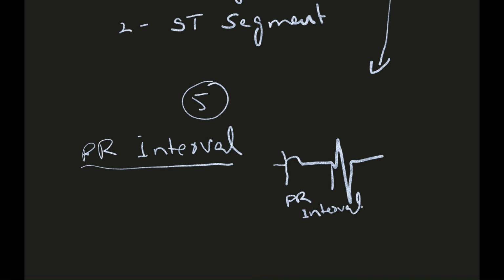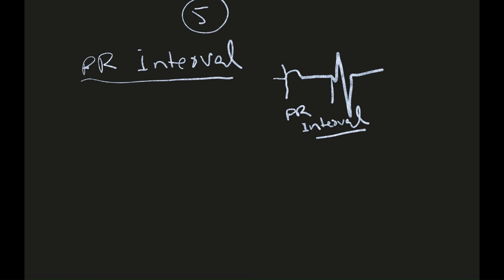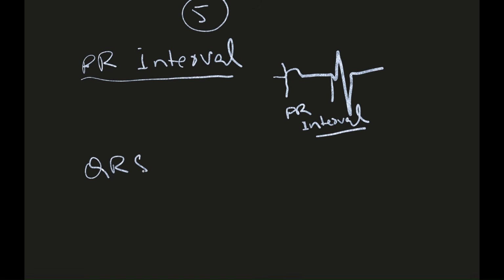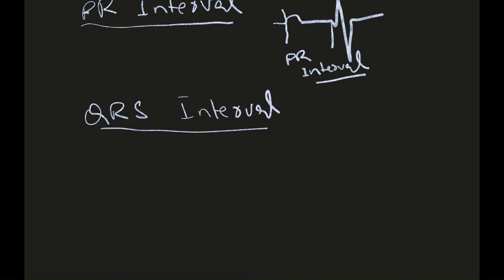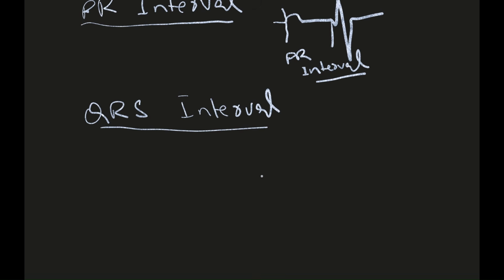It becomes shortened in certain types of clinical diseases. If I talk about another interval, that is the QRS interval, it is also very important to understand the basics of the QRS interval. If I draw the ECG pattern, this is the P wave, QRS, and T wave. This is your QRS interval.